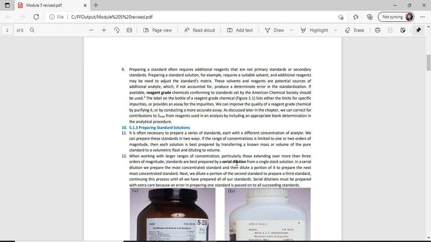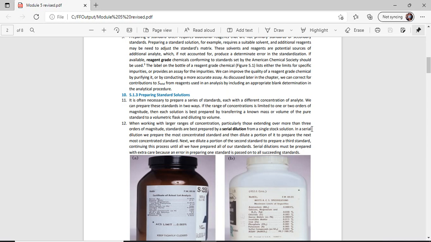then each solution is best prepared by transferring a known mass or volume of pure standard to a volumetric flask and diluting to volume. When working with a larger range of concentration, particularly those extending over more than 3 orders of magnitude, your standards are best prepared by a serial dilution from a single stock solution. In a serial dilution, we prepare the most concentrated standard, then dilute a portion of it to prepare the second standard. Next, we dilute a portion of the second standard to prepare a third standard.